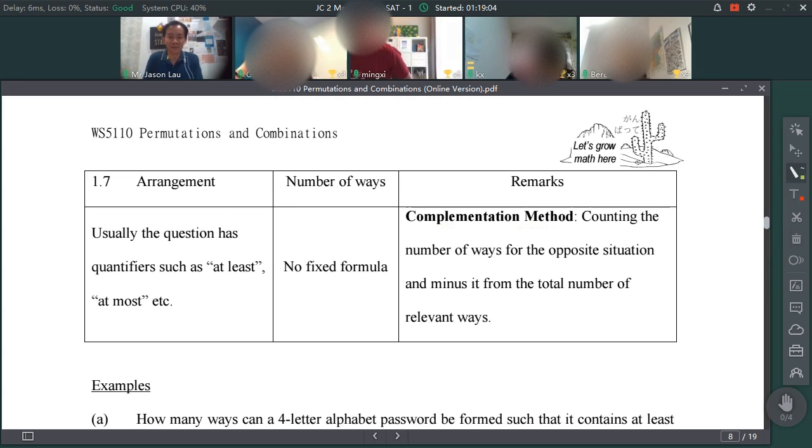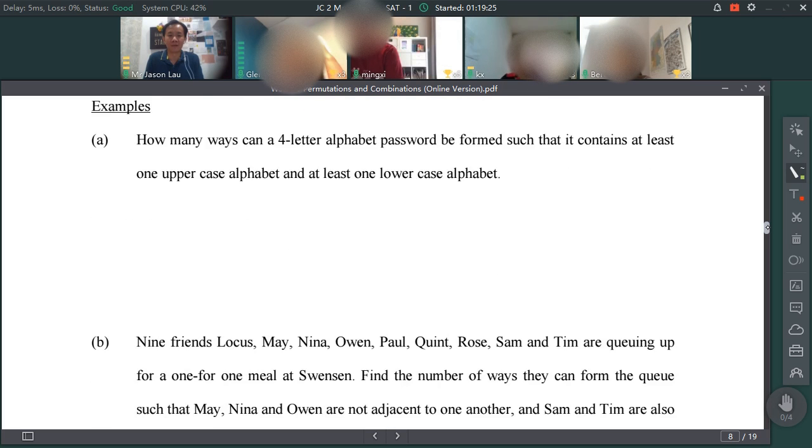Complementation, simply put, is to calculate the opposite scenario, so that you use the total and minus off the opposite scenario, and you'll get the situation that the question wants. There's no fixed formula. It depends on what you have in the situation. Okay, so let's look at this example.